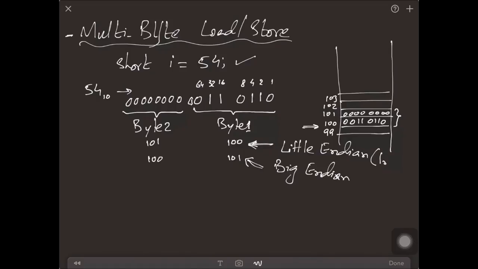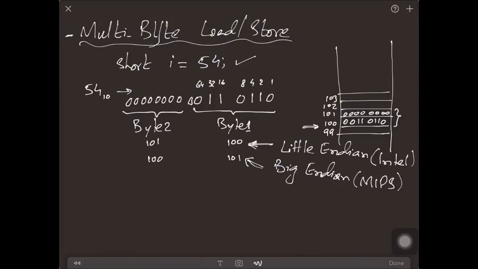Intel machines support little endian, and if you happen to have a MIPS machine, that is going to support big endian. So remember, for all practical purposes, if you are storing multiple bytes inside the memory at a particular address, for example 100, the lowest byte will go to the lowest address, and that is the little endian technique.